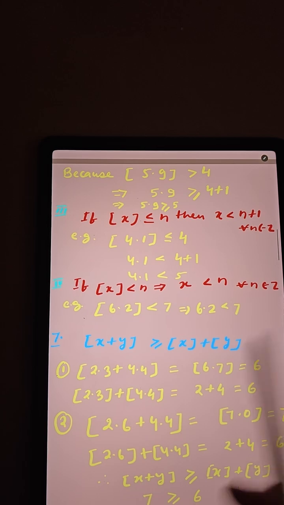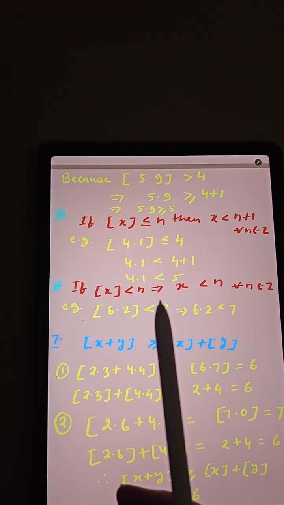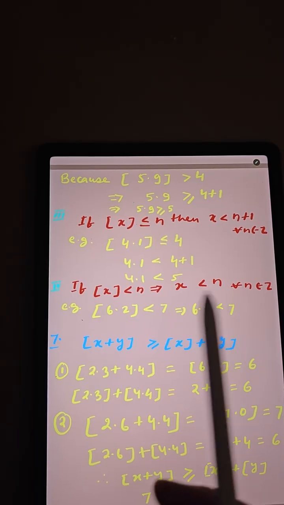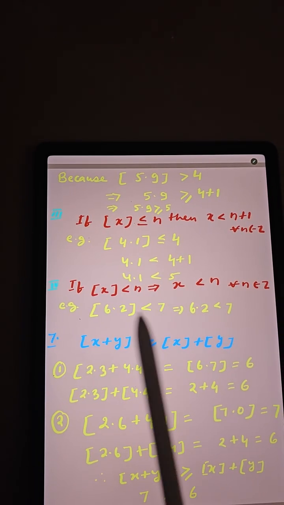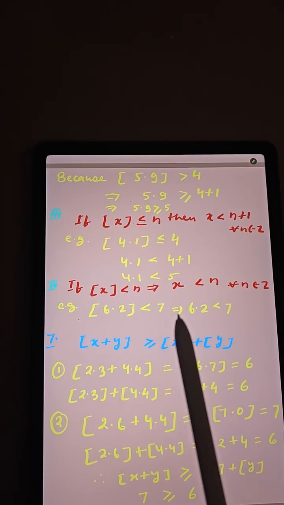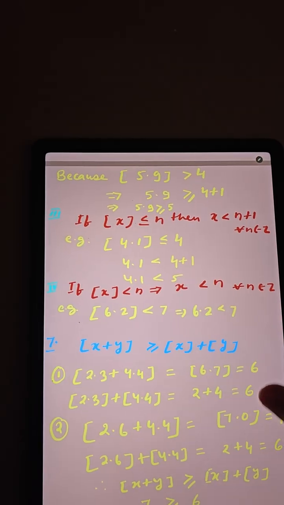Now come to the next property. If the greatest integer function of x is less than n, then x will be less than n. See this? Suppose the greatest integer function of 6.2 is less than 7, meaning 6 is less than 7. This will imply that 6.2 is less than 7. So understood? This is this.